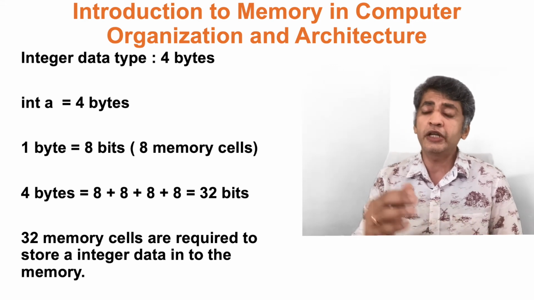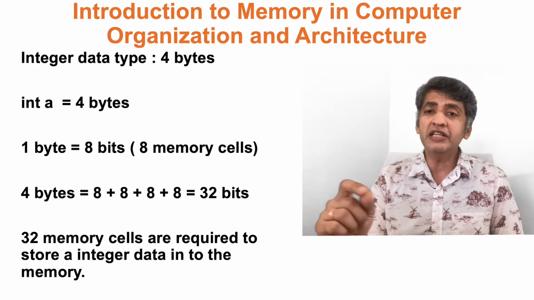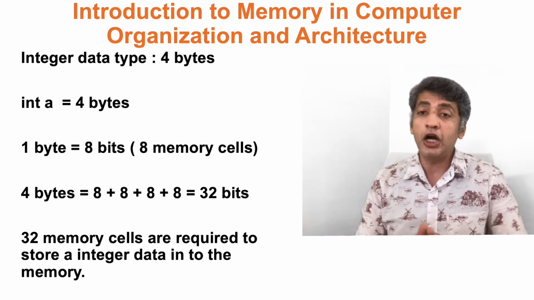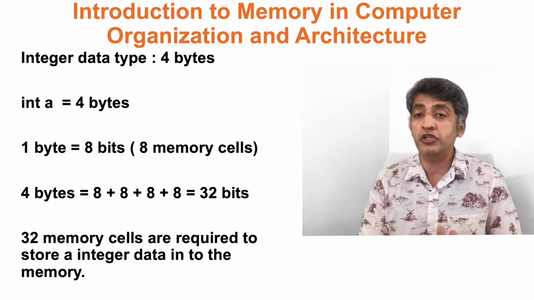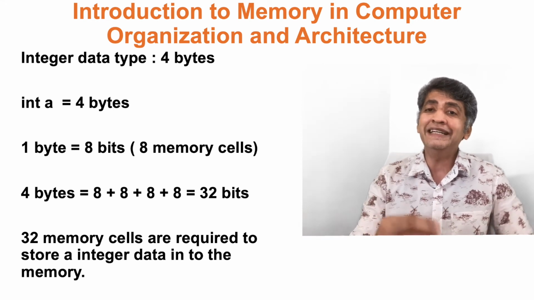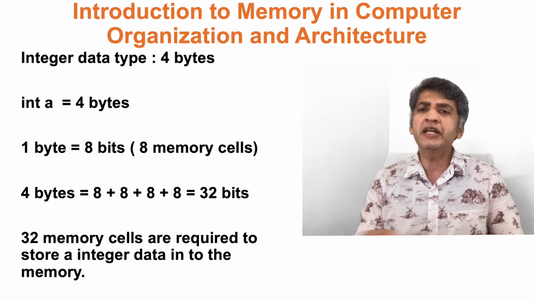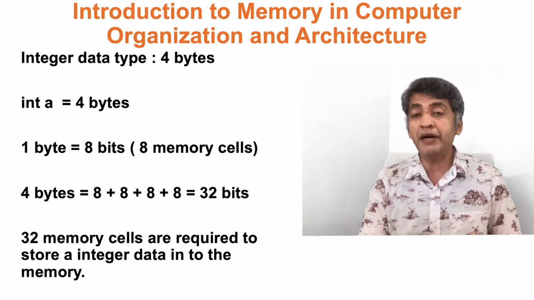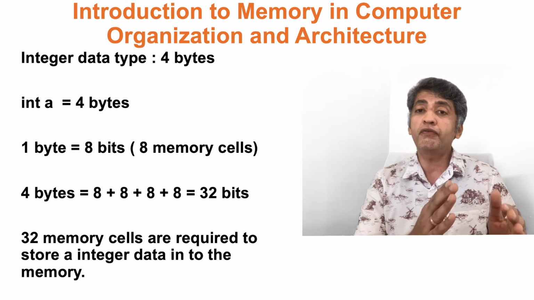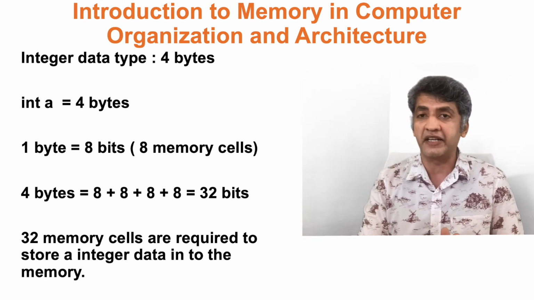In the previous one, we discussed how much memory is required to store one integer data type. Already I have mentioned that 4 bytes are required to store one integer data type into the memory. Now what is the meaning of 4 bytes? 1 byte is equal to 8 bits, so 4 into 8, 32 bits equivalent to 4 bytes.